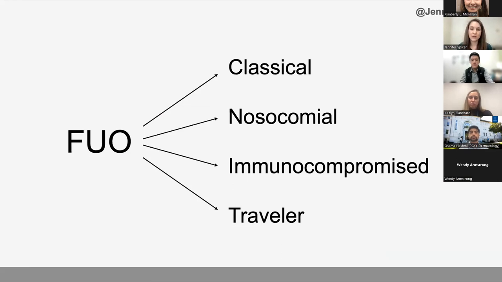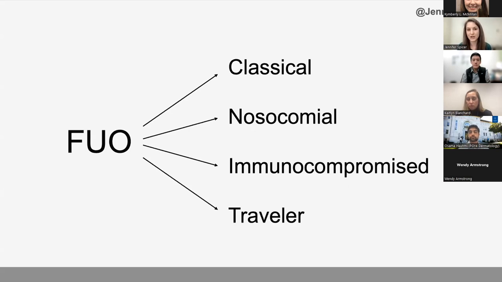There is an FUO in immunocompromised patients. This largely tends to be infections. And what types of infections would be most prominent would depend on what type of immunodeficiency a patient has. And then there are different FUO differential diagnoses that occur based on travel history. So obviously, especially infectious pathogens vary greatly depending on where someone has been residing. And so that's an important piece to gather with the history.